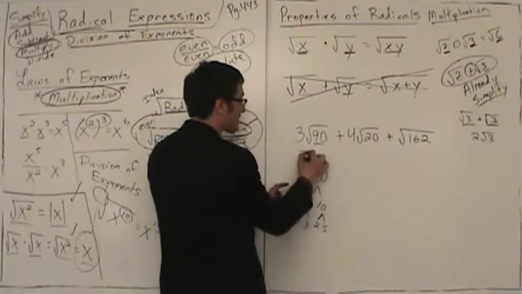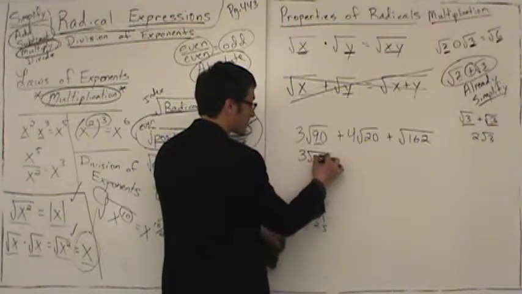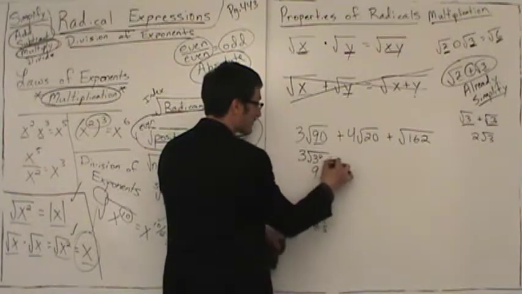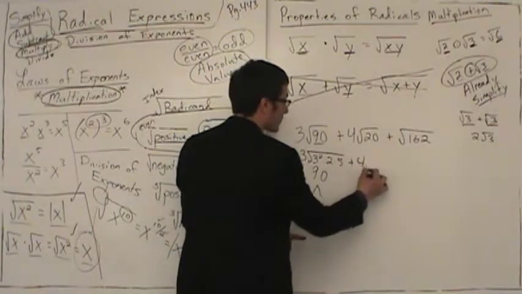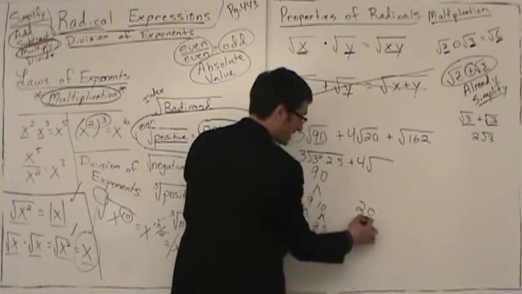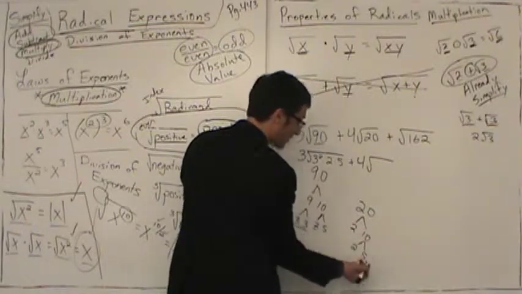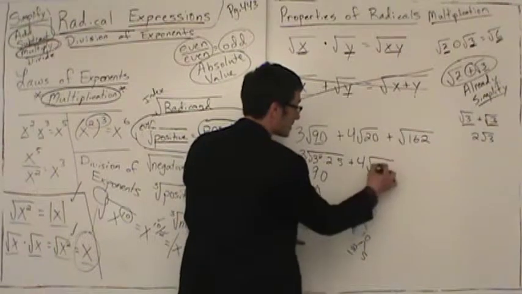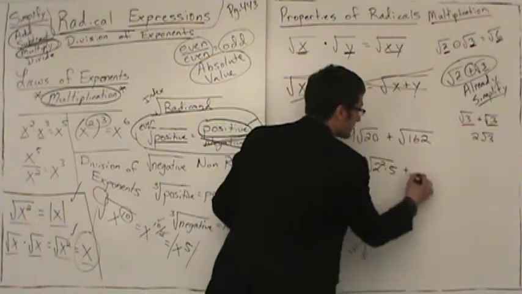So we rewrite this as 3 root of how many 3's? Well, we have 2 3's, so 3 squared. We have a 2, and we have a 5. So 3 squared times 2 times 5 plus 4 root. Breaking down 20. 20 is 2 times 10. Which is 2 times 5. We have 2 2's, so 2 squared times a 5, plus the root of 162.